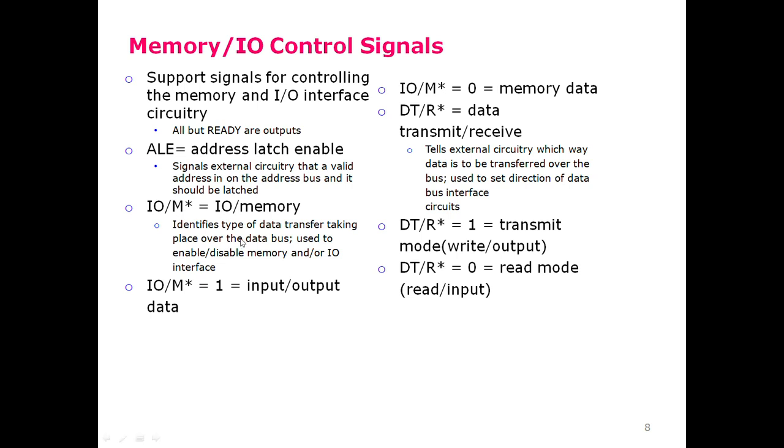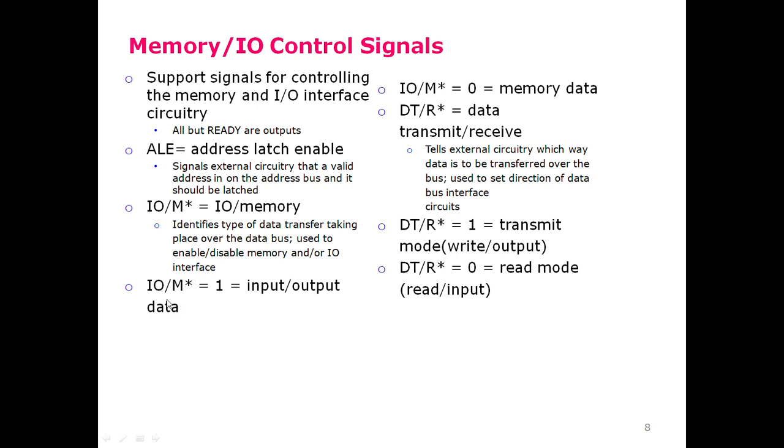Then there is the IO/M pin, input and output devices or the memory pin. This pin identifies the type of data transfer taking place over the data bus. When the data is being sent or received over the data bus, this pin tells if the memory is being accessed or if the input and output devices are being accessed. It is used to enable or disable the memory and input and output interface. So again, this pin is connected with external circuitry that controls if the memory or the input and output devices are accessed.